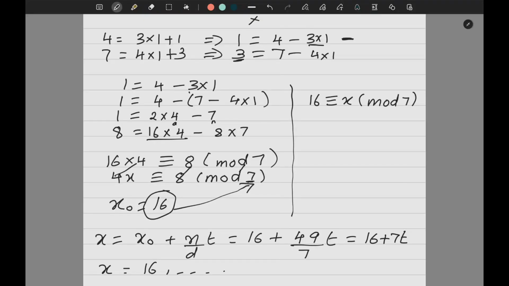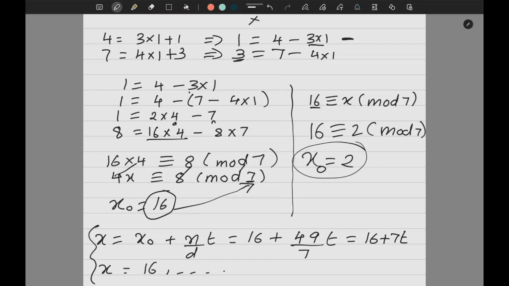Okay. Now think about the table of 7. 7 ones are 7, 7 twos are 14. So how far I am from 14? 14, 15, 16. So 2. So I should write 2 mod 7. Right? So my x value is basically 2. X naught value is basically 2. I am not saying these values are wrong. I am saying the better way to represent your answer is x is equal to 2 plus 49 by 7t.